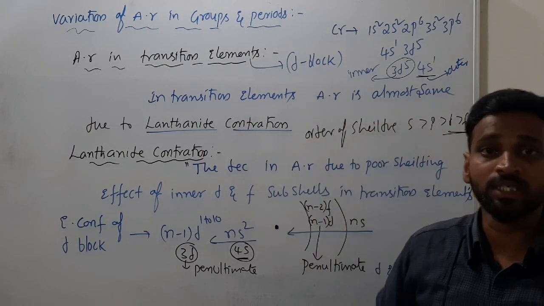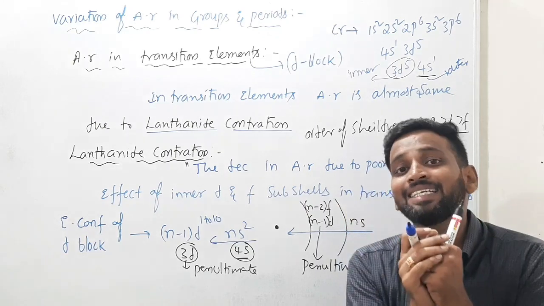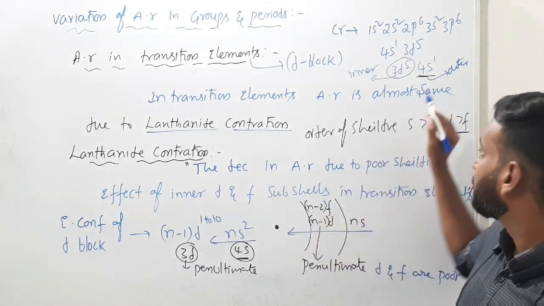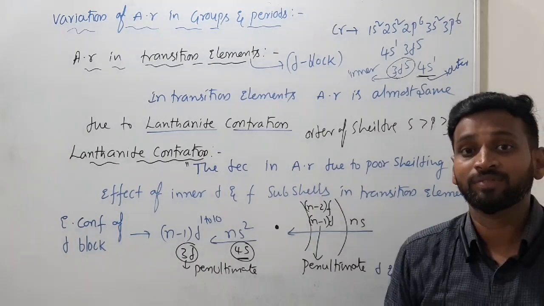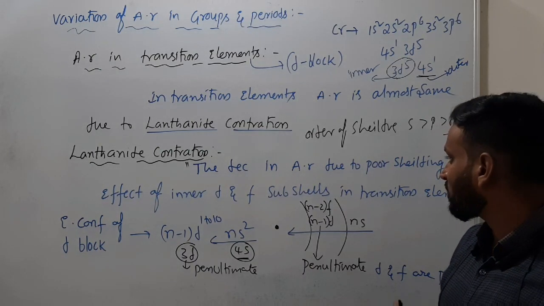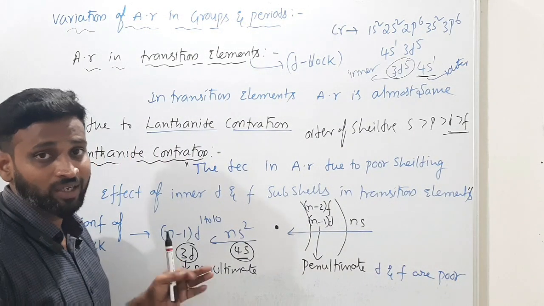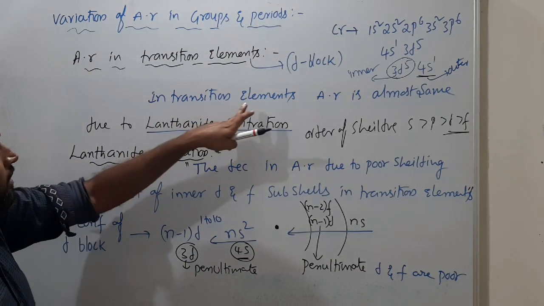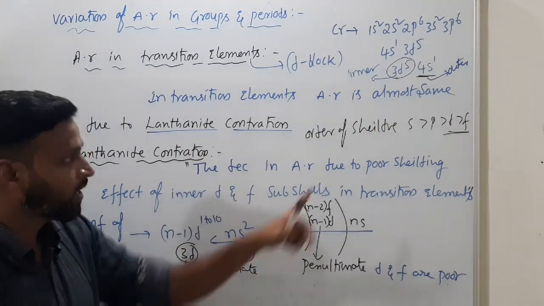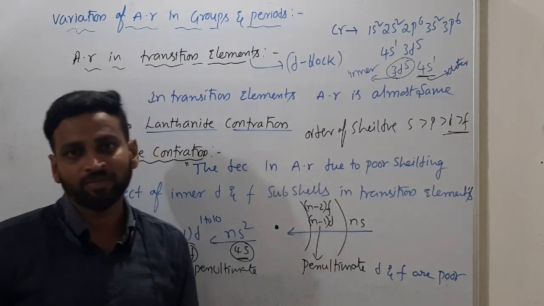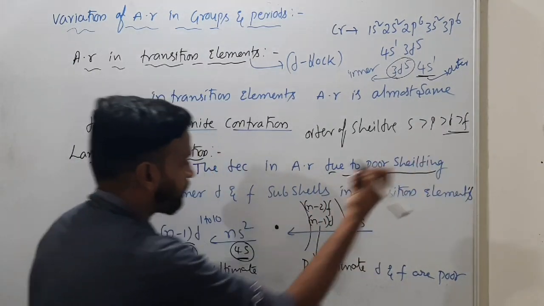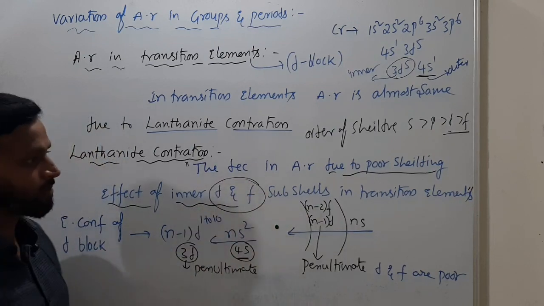Certainly these 4s electrons come towards the nucleus, which results in a decrease in atomic radius. Reason understood? What is the reason behind the decrease in atomic radius? Due to the poor shielding effect of inner d and f subshells. So what is lanthanide contraction? I gave it clearly: lanthanide contraction is the decrease in atomic radius due to the poor shielding effect of inner d and f subshells. So why do transition elements have almost similar radius? Due to lanthanide contraction. Why did that contraction happen? Due to the poor shielding effect of inner d and f subshells.